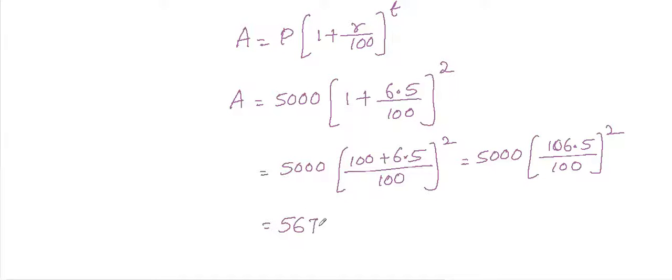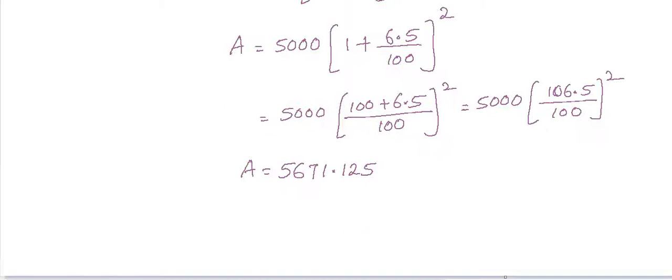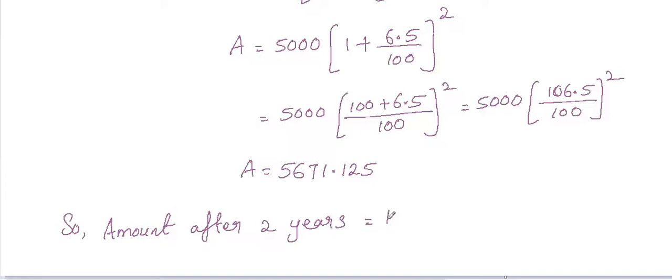So, 5671.125. If you simplify that, we'll get this one. So we can conclude that the amount after 2 years is rupees 5671.125. I hope you understand this question.